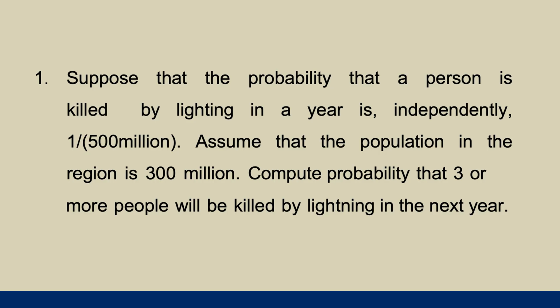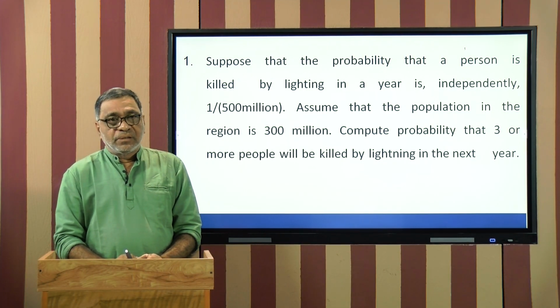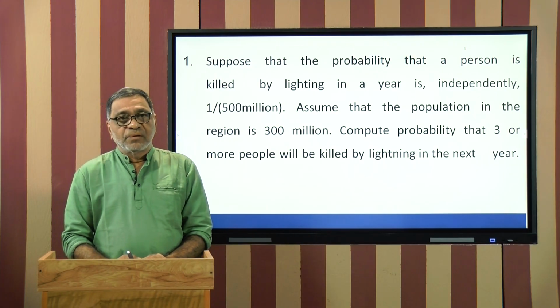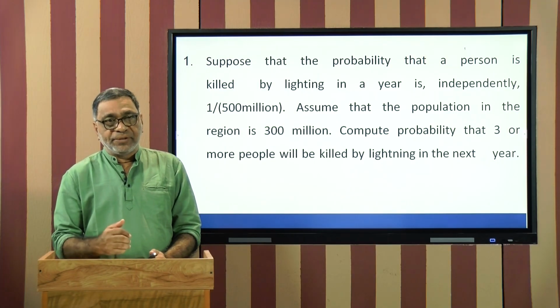Suppose the probability that a person is killed by lightning in a year is 1 out of 500 million, and that is independent occurrence. Assume that the population in the region is 300 million. Compute the probability that 3 or more people will be killed by lightning in the next year. So, this is an example where we can apply Poisson distribution to find the probability of certain event.